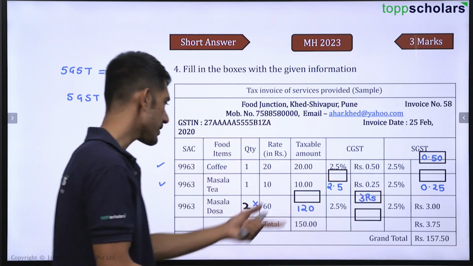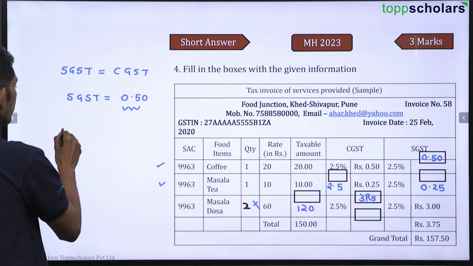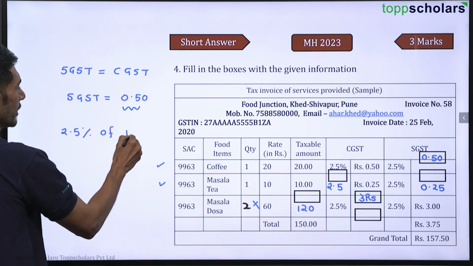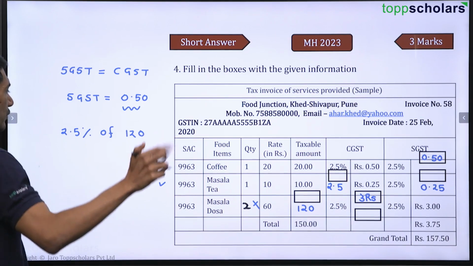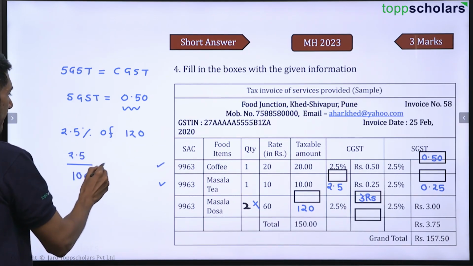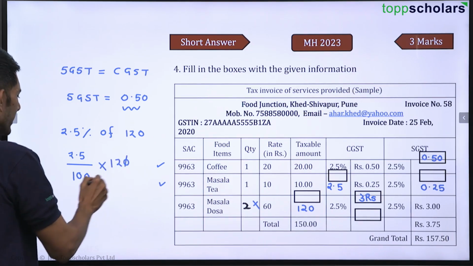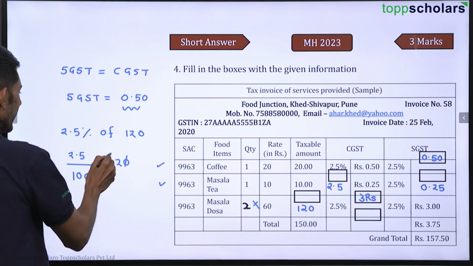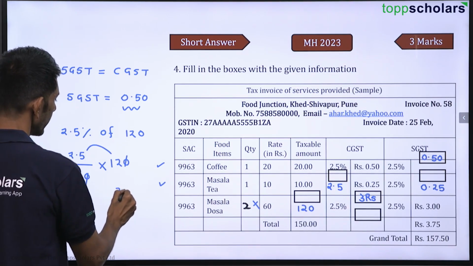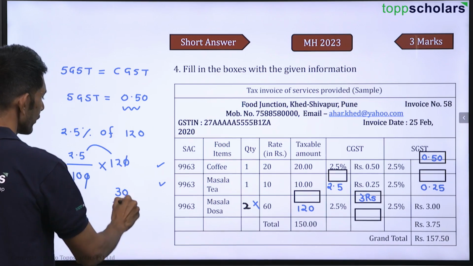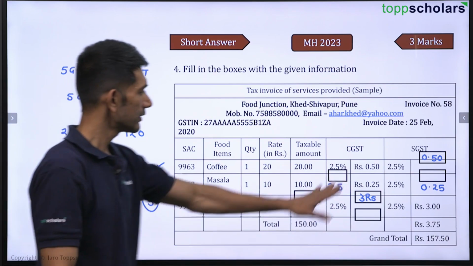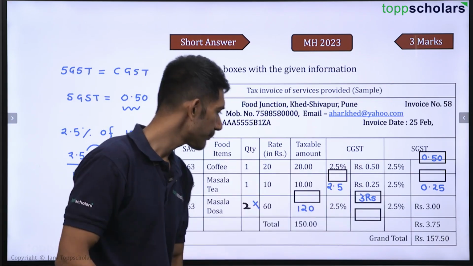Now if you want to check, you can check. That is 2.5% of 120 rupees, which is the cost of two masala dosas. That is 2.5 over 100 multiplied by 120. It's not needed because anyways we can do this. And then 12 multiplied by 2.5 is how much? 30 divided by 10. Anyways you're going to get 3 rupees. So don't keep on wasting your time by solving these two columns. They are always the same. Okay.